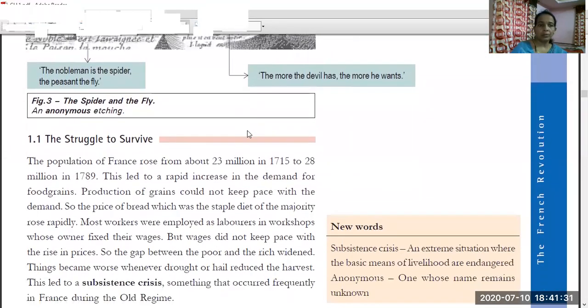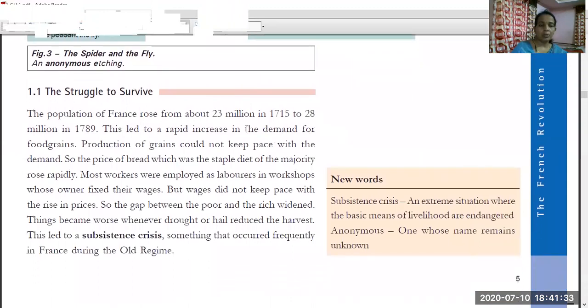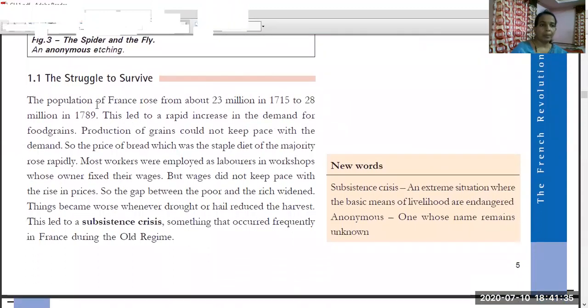We'll move further: the struggle to survive. What happened there? Why did people struggle to survive? We are going to see in this part. The population of France increased during 1715 to 1789. A large population increase happened in this period.